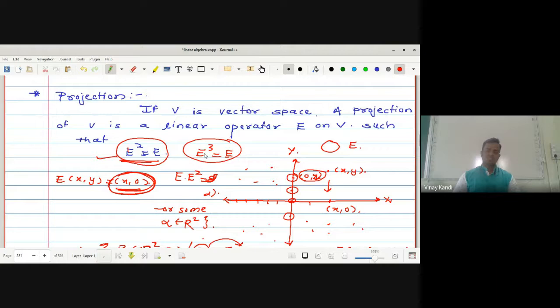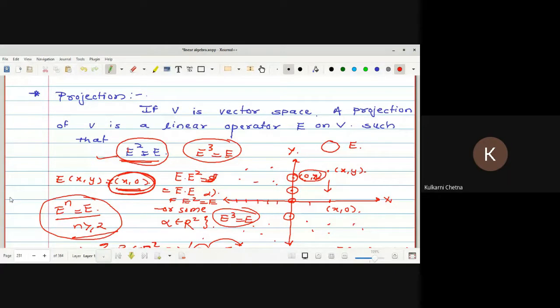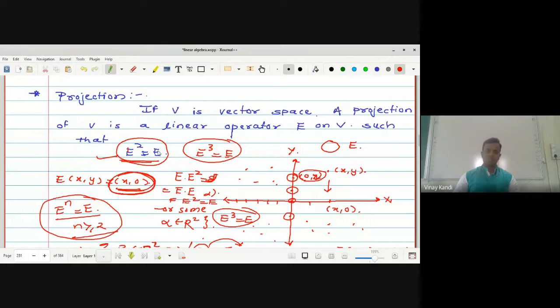Okay, let us consider this. E cube is equal to E into E square. What is E square? E square is equal to E. So this is E, this is E, which is equal to E square, and this is E. So that means E cube is equal to E again. Okay, for E raised to n is equal to E, for n greater than or equal to 2, then it is a projection. Any doubt? No, sir. Okay, if it is true for 2, then it will be true for everything after it.